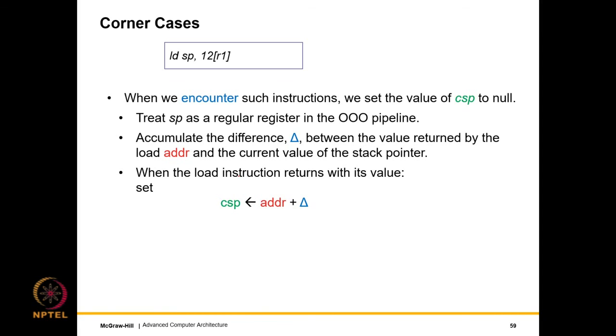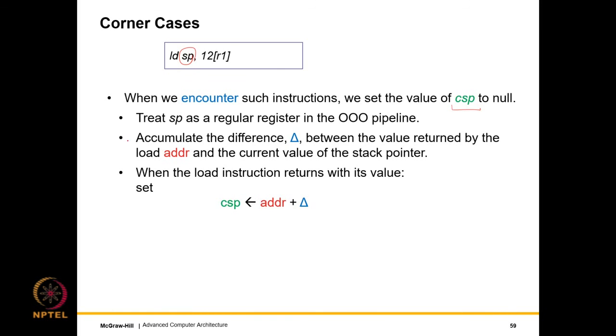So what are the corner cases? Well, we could have an instruction of this type which does not fall within our format. In this case, we read some other value and we store it in the stack pointer. Since this does not fall within our format, but we still need to handle it because it's a valid instruction, when we see such an instruction, we set the value of CSP to null, and then we treat the stack pointer as a regular register, make the instruction pass through the out of order pipeline, and then at some point of time the out of order pipeline will set the value of the stack pointer.